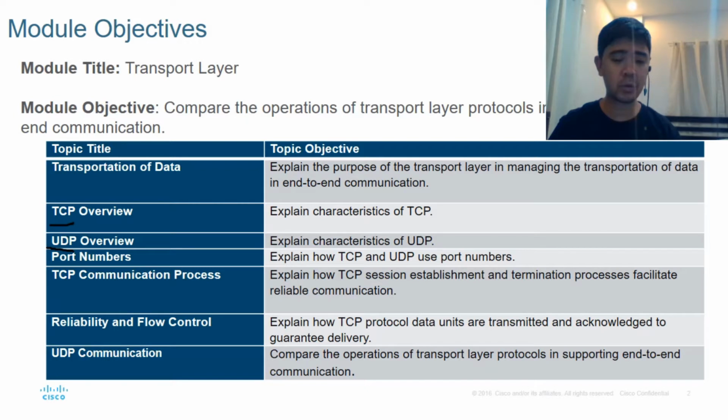We are also to look into port numbers, the importance of port numbers, very important information added by TCP and UDP to our data. We look into the communication process of TCP, then other characteristics of TCP under reliability and flow control, and then of course, UDP.